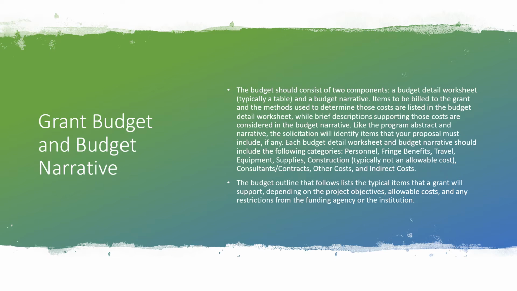So in other words, you say, this is what I'm spending my money on, this is how much money, this is what it's for. That's kind of like your table, right? Your budget detail worksheet. And then your narrative says, well, why is this person necessary? Why is this payment necessary? Why is that piece of material necessary? And it's very brief, right? It can just be a per item explanation as to why you need those things. And we're going to look at the different budget detail worksheet and narrative categories that can be included.